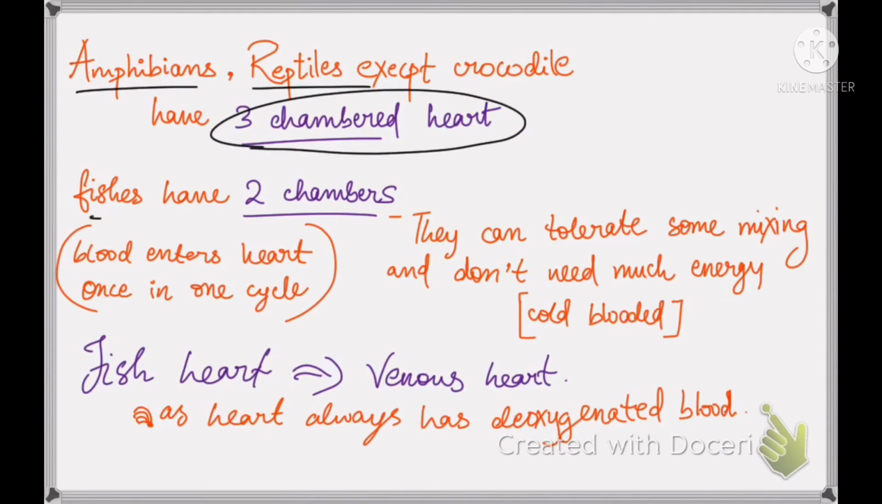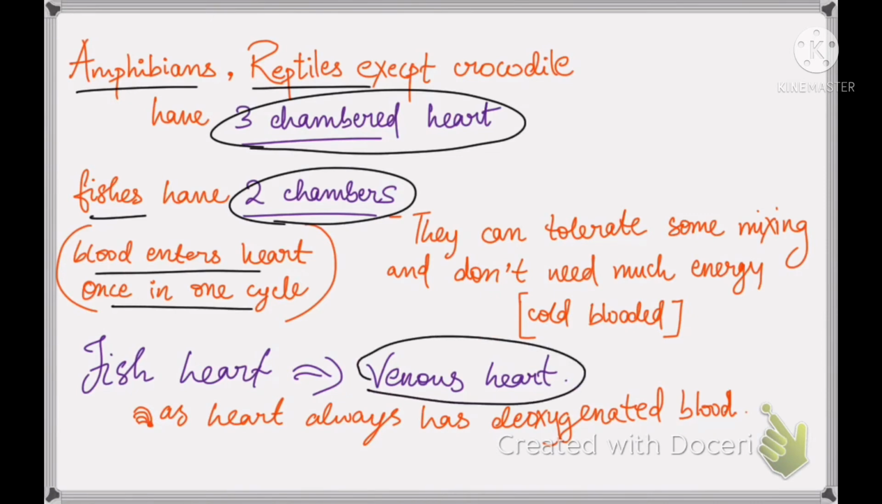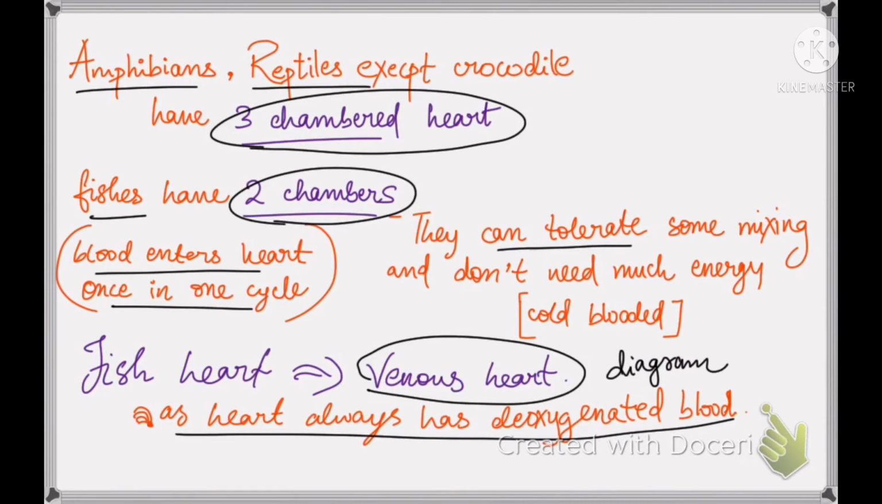And there is another fact for you, that a fish's heart is known as a venous heart because that heart always has deoxygenated blood in it. And I'm not going to explain how. You take a fish, you take the fish's heart, and you yourself try to make the cycle and understand how a fish's heart always has deoxygenated blood in it. Okay? So now we'll move to arteries and veins.